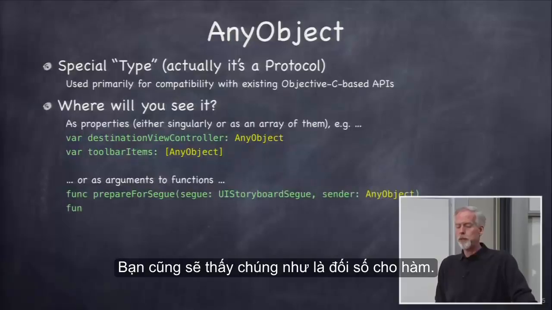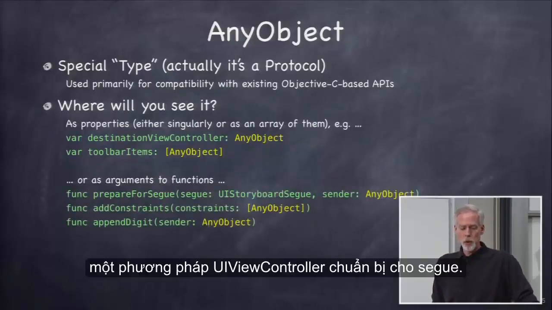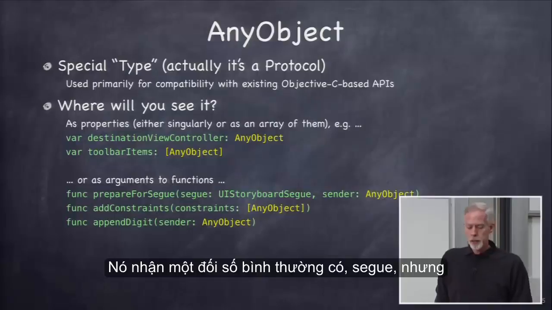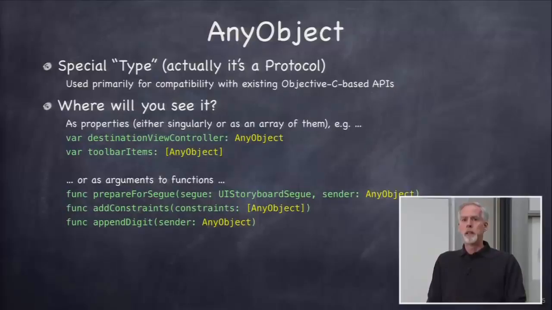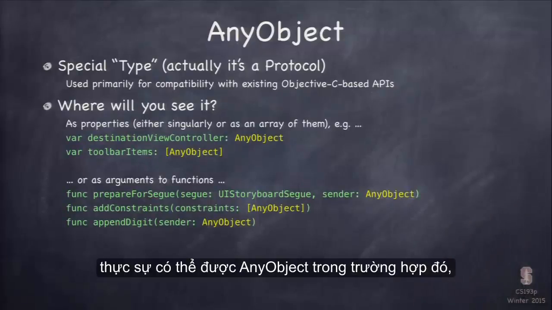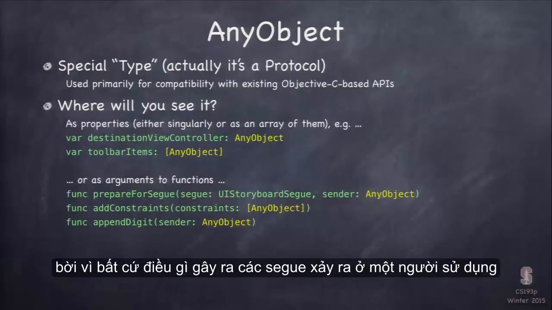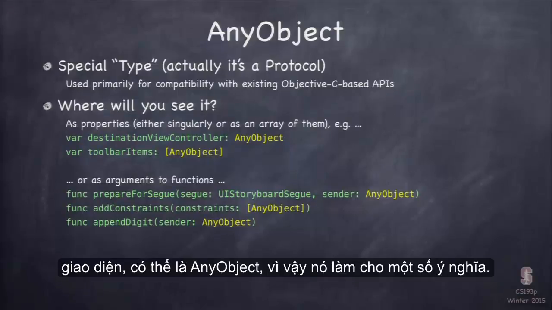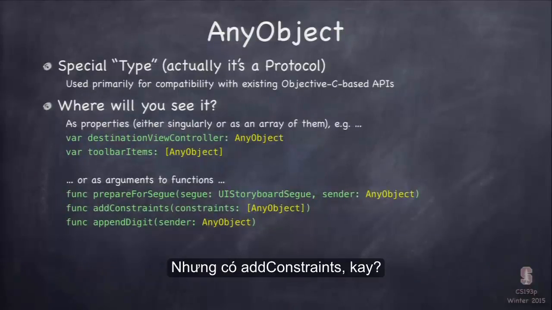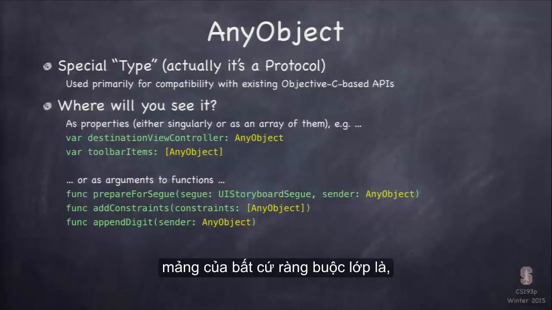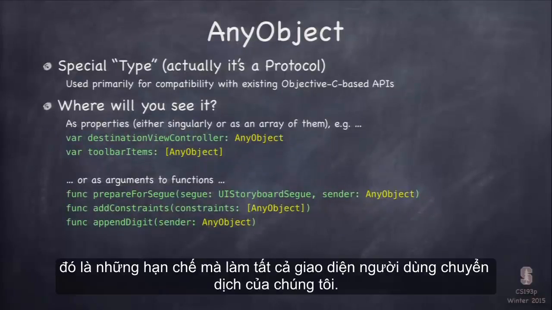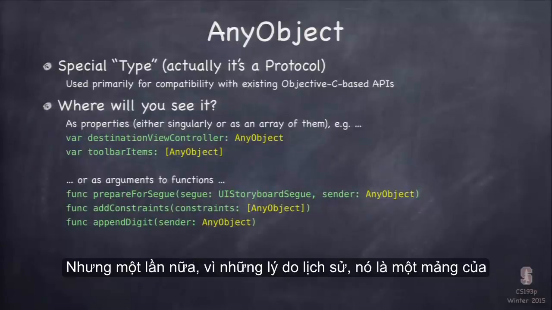You'll also see them as arguments to functions. Like here's a UIViewController method prepareForSegue. It takes a normal argument there, segue, but then it also takes a sender, which can be AnyObject. In that case, it kind of makes sense, because whatever's causing the segue to happen in your user interface could be any object. But there's addConstraints, which is another UIView thing. You'd think that would be an array of whatever class constraints are. I haven't taught you about this, but these are the constraints that do all our UI shifting. But again, for historical reasons, it's an array of AnyObject.